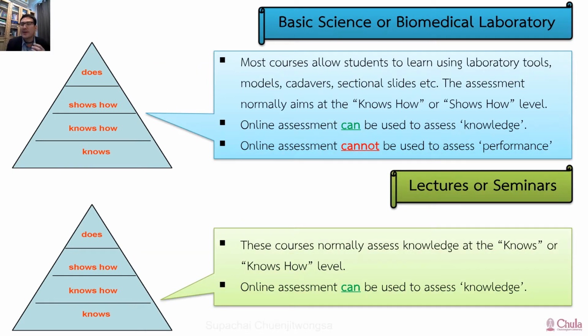For basic science or biomedical labs like anatomy, physiology, and biochemistry labs, the assessment could be at the shows how level: let students dissect a cadaver, prepare a slide, or mix substances and see the reaction. Or it could be the knows how level, like lab result interpretation or reading pathology slides. So it depends. Basically, if you assess knowledge, it is possible to use online assessment. But if you focus on performance assessment, like having students show how to streak a plate in a microbiology lab, it is still not possible to use online assessment at the moment.